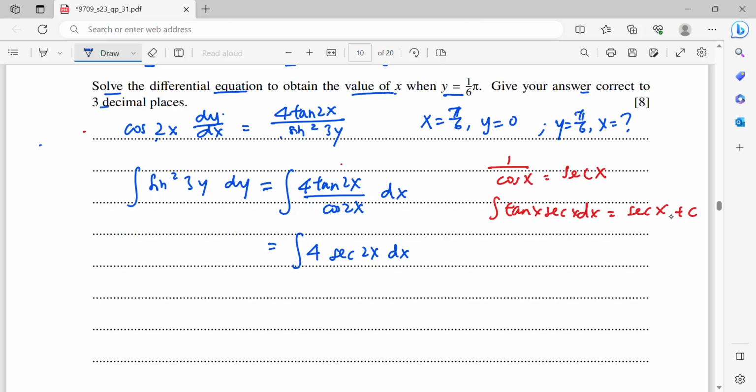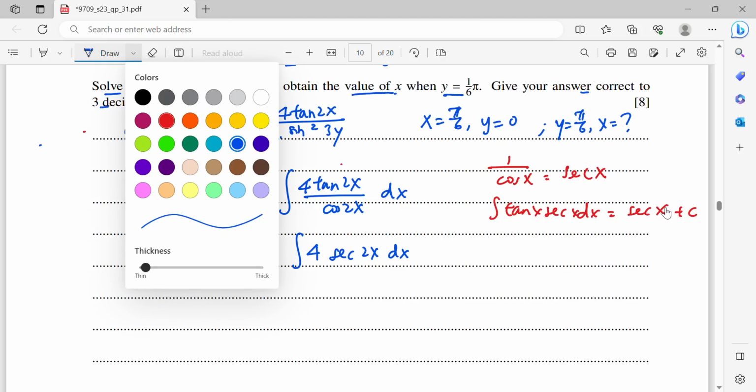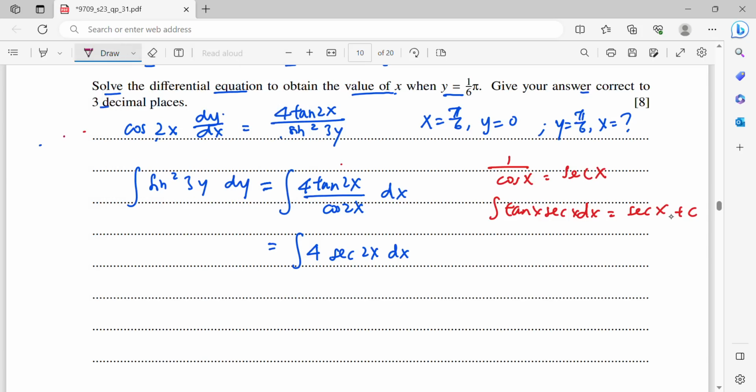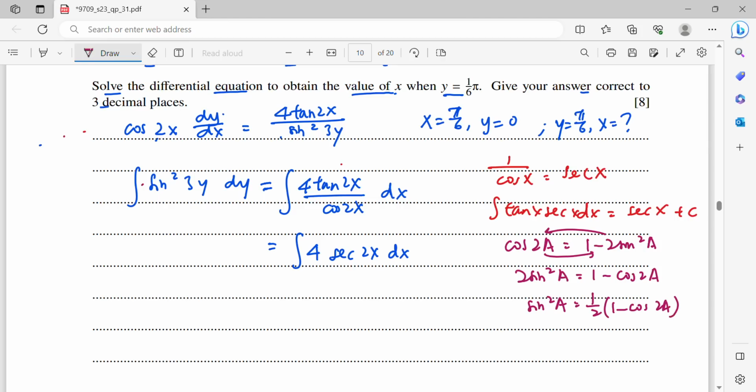Now for the left hand side, we are not able to integrate sine squared directly. So what you need to do is change it using the double angle formula. Cos 2a is 1 minus 2 sine squared a, so 2 sine squared a, just move it to the left hand side, and the cos will be moved to the right hand side. It will be 1 minus cos 2a. So sine squared a will be half times 1 minus cos 2a.